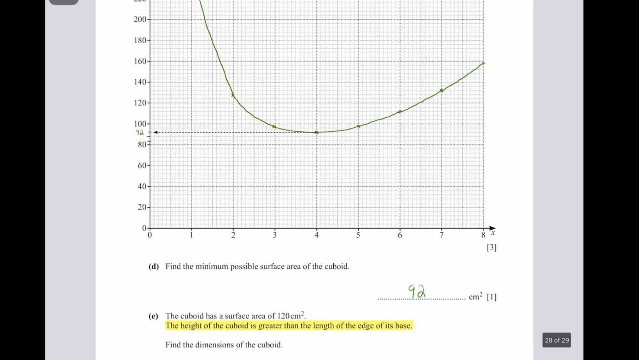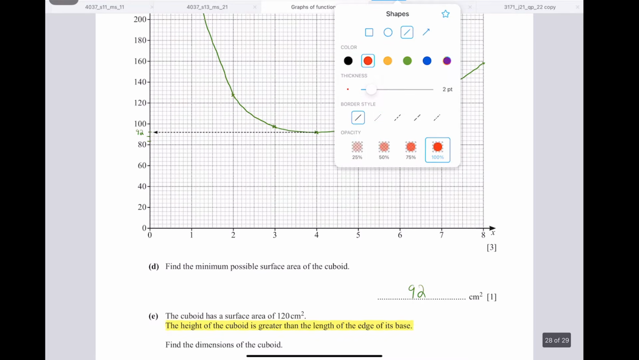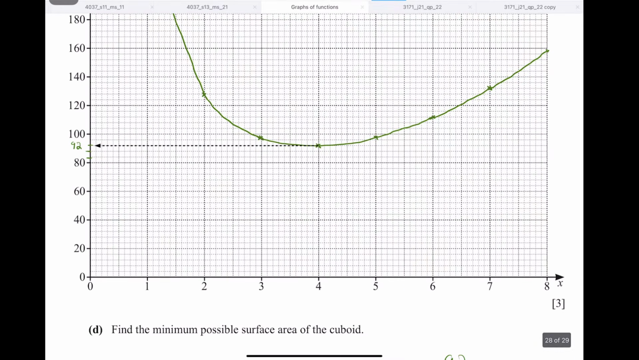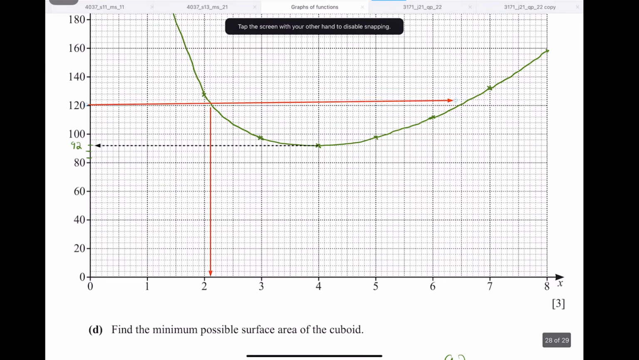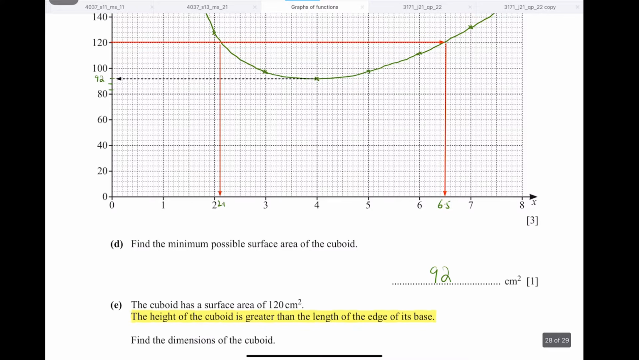So if we draw a line at 120 centimeters squared, look at the x-axis and plug in. Okay, now when you make a line at 120, let me make a solid line so you guys can see it clearly, and let me make it in red. So you'll notice that we don't just get one value, we actually end up with two values. One is 2.1, but if you extend this line, you end up with another value, and this value would be 6.5. Okay, 2.1 and 6.5.